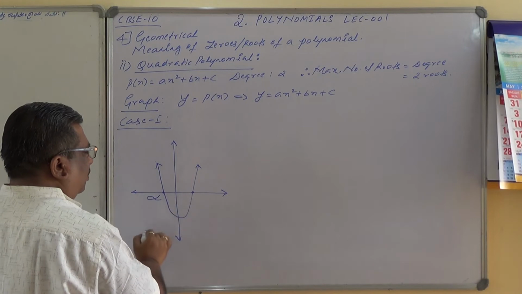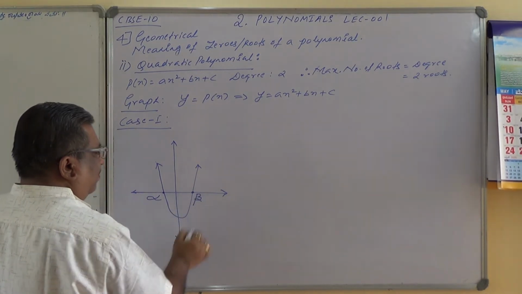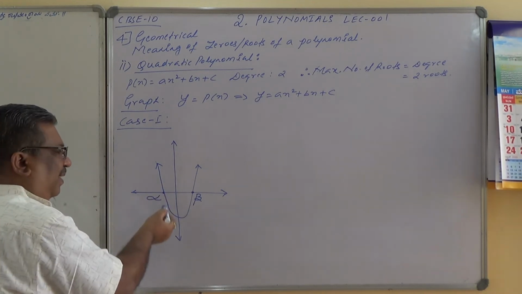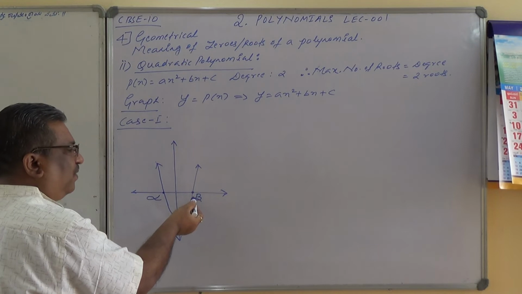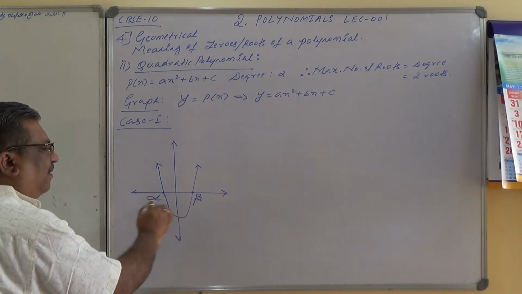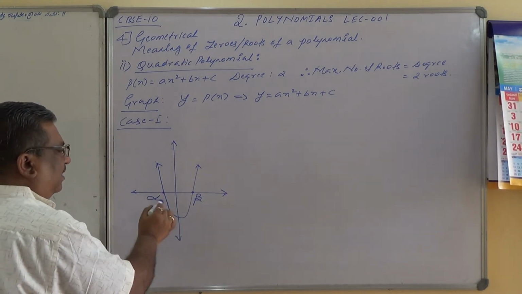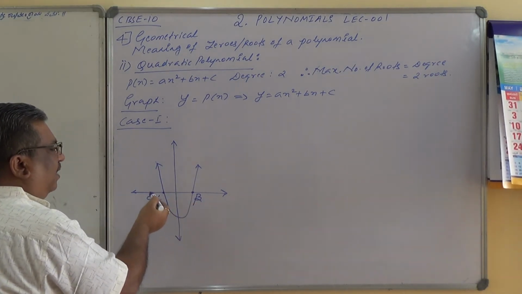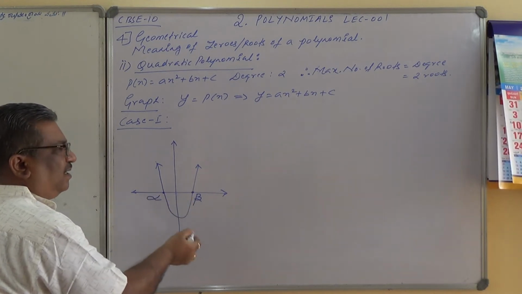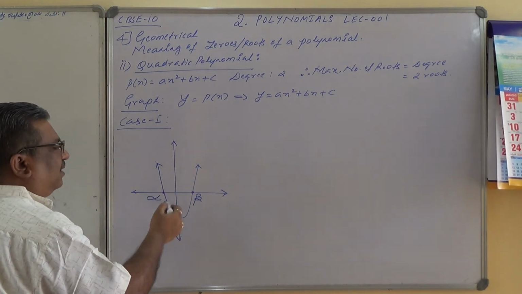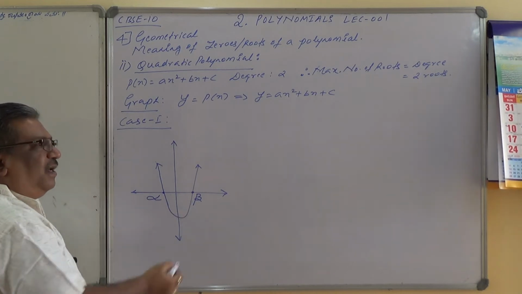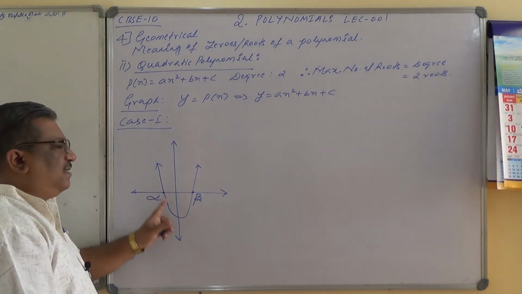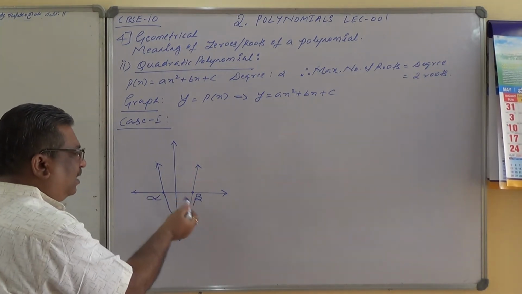Let the name of this root be alpha, the name of this root be beta. For example, if it cuts at -4, then alpha equals -4. If this cuts at +5, then we say beta is equal to 5. Alpha and beta can be interchanged also; there is no order for this basically. So this is the parabola which cuts the x-axis at 2 points, and therefore there are two roots. What are the roots here? Alpha and beta. Alpha and beta are the general notations for representing the roots.